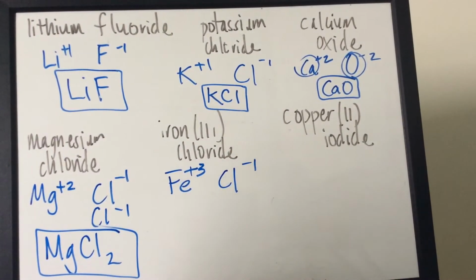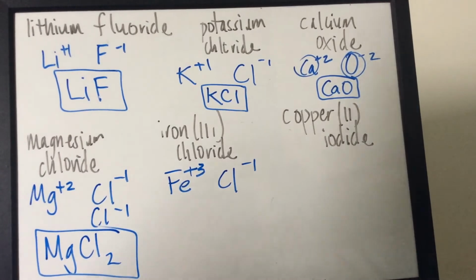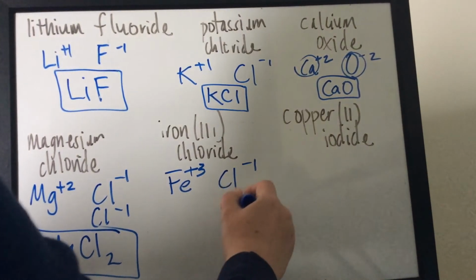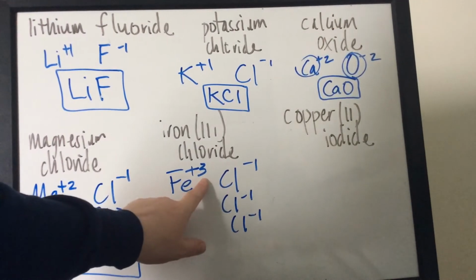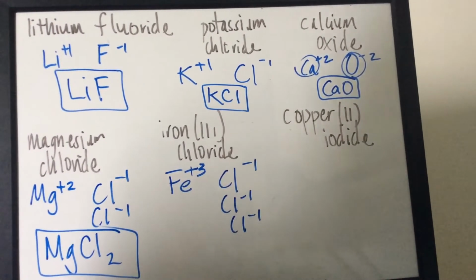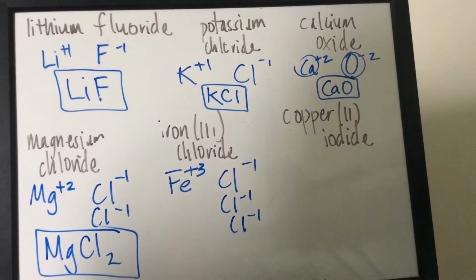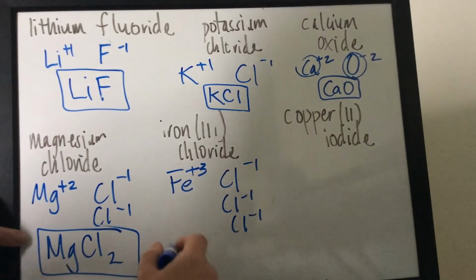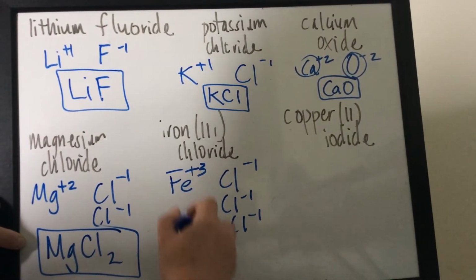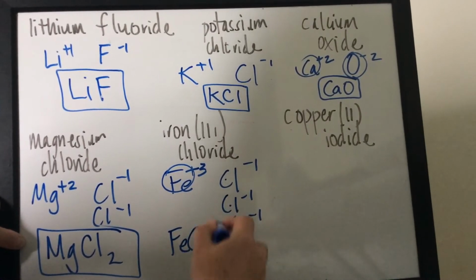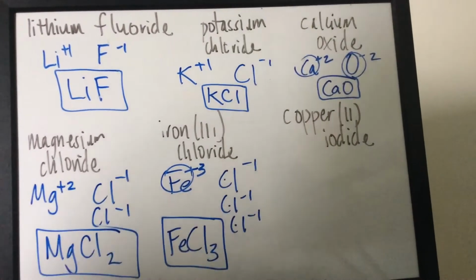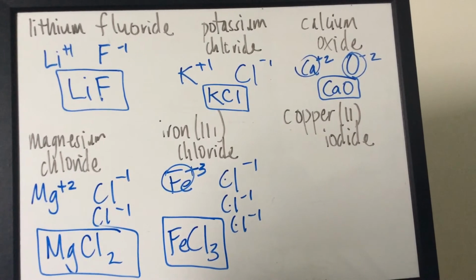Plus 3 and minus 1, they do not add to 0, so I need 2 more chlorines for a total of 3. See, plus 3, minus 1, minus 1, minus 1, that is -3, so they cancel out. And my formula is Fe, 1, 2, 3 chlorines. So my formula is read as FeCl3.